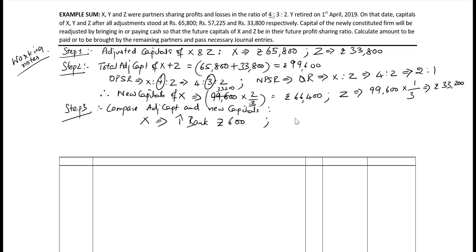And in the case of Z, the adjusted capital is 33,800 rupees and the new capital is 33,200 rupees. So Z has to withdraw cash of amount equal to difference, which is rupees 600.